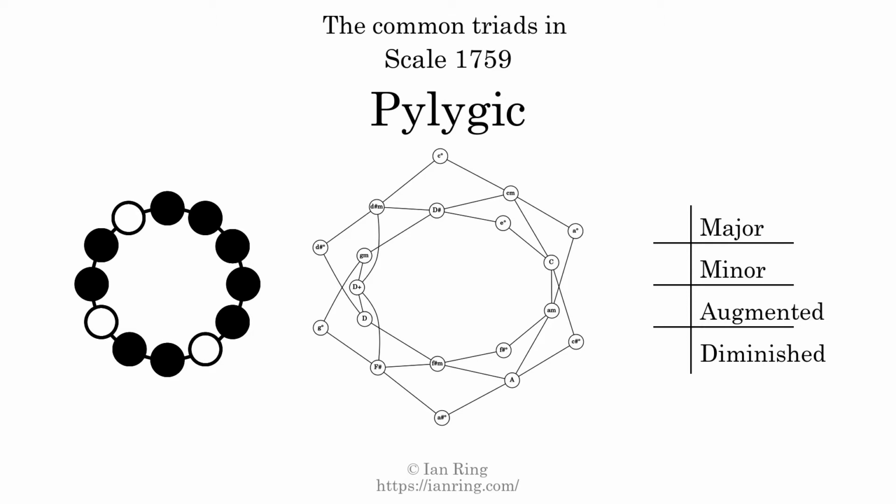The diagram in the center is a graph of parsimonious voice leading between triads. There are 5 major triads. There are 5 minor triads. There is 1 augmented triad. There are 8 diminished triads. Here is a Hamiltonian path of parsimonious voice leading that uses all the triads.